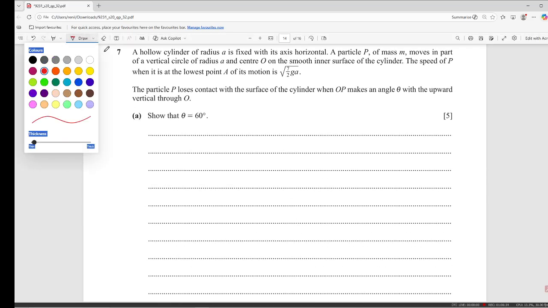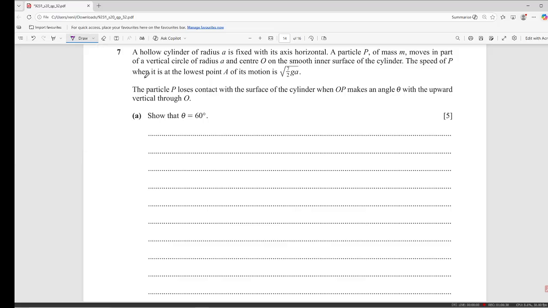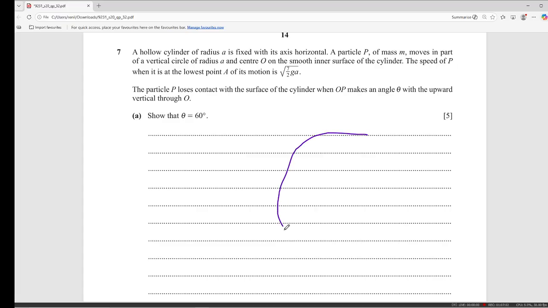Now for the final part, which is question number 7, usually the harder ones, but yeah. A hollow cylinder of radius a is fixed with its axis horizontal. A particle P of mass m moves in a vertical circle along the smooth inner surface of the cylinder. The speed of P when it's at its lowest point is root 7 by 2 ga. It loses contact with the surface of the cylinder when it makes an angle theta with the upward vertical. I would say this is quite an easy one, but let's start this off.